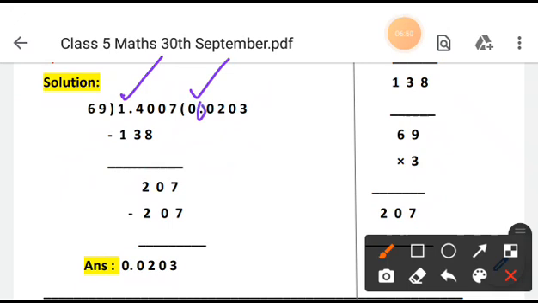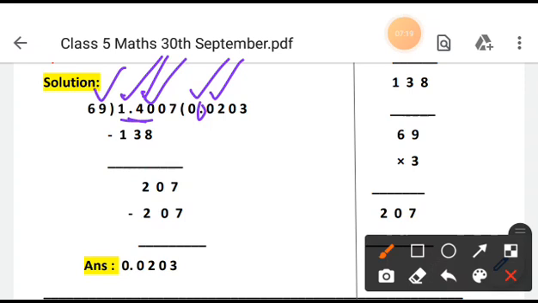Since you are bringing down, since you are actually considering the numbers in the decimal place also, that is why you are putting the decimal point there in the quotient. So if I consider this 4 also, it is becoming 14, but 14 is also less than 69. So that's why again you are putting another 0. Alright. Now you are considering this 0.